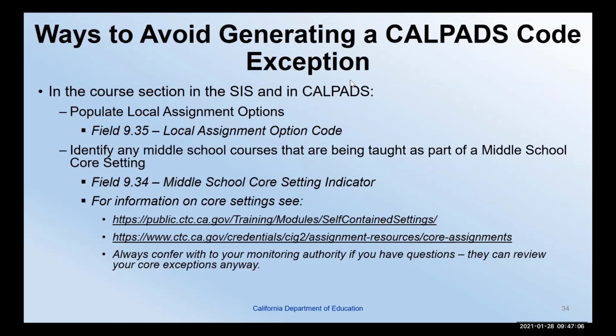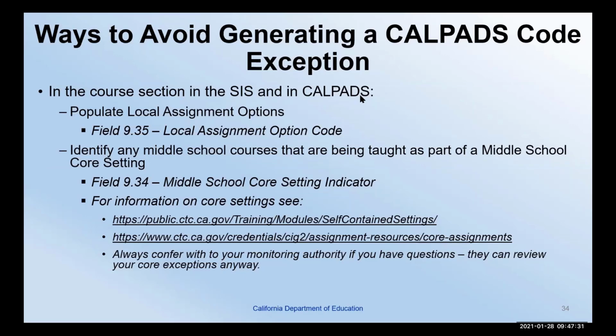So we're trying to give you options so that you don't generate those exceptions. Next, you want to make sure that you identify any middle school courses that are being taught through a middle school course setting. Again, we're collecting this information on the course section record in your student information systems and in CalPADS. In CalPADS, it's field 9.34, middle school course setting indicator. It's just a yes/no field.